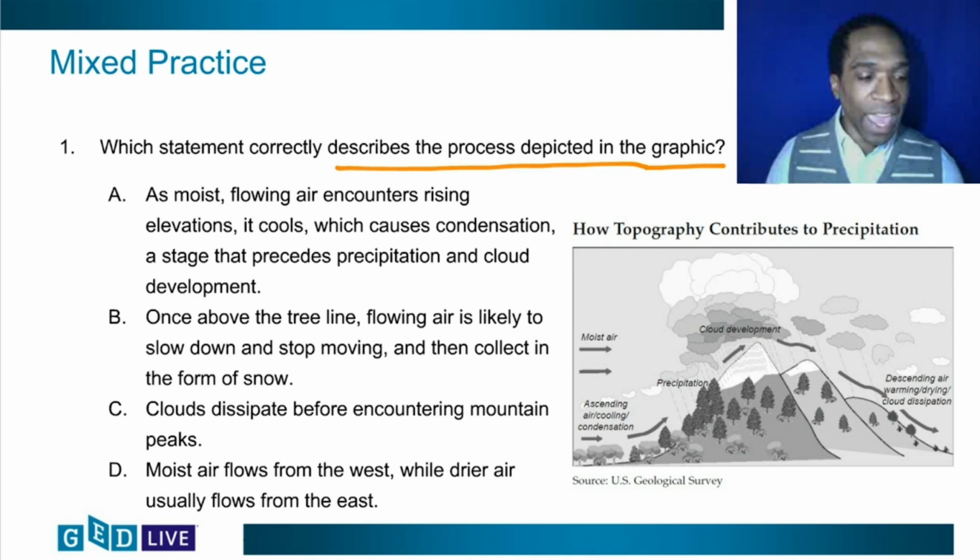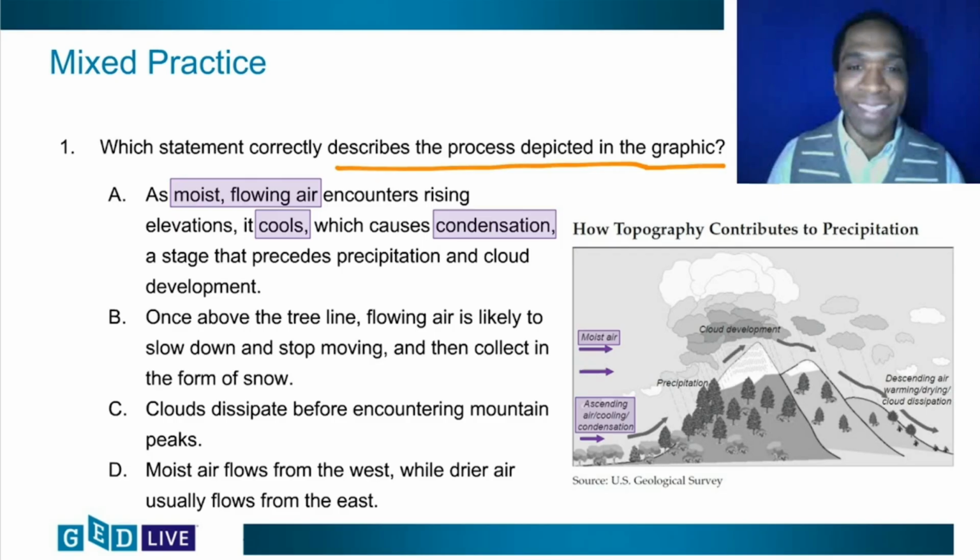So the first thing in A, it talks about moist flowing air. Now if we check the graphic, yeah, that's where it's starting, right at the top in purple. So let's continue through A. After that, it talks about cooling and condensation, which again matches the graphic. So far, so good. Now let's continue. So note it's just a step-by-step process here.